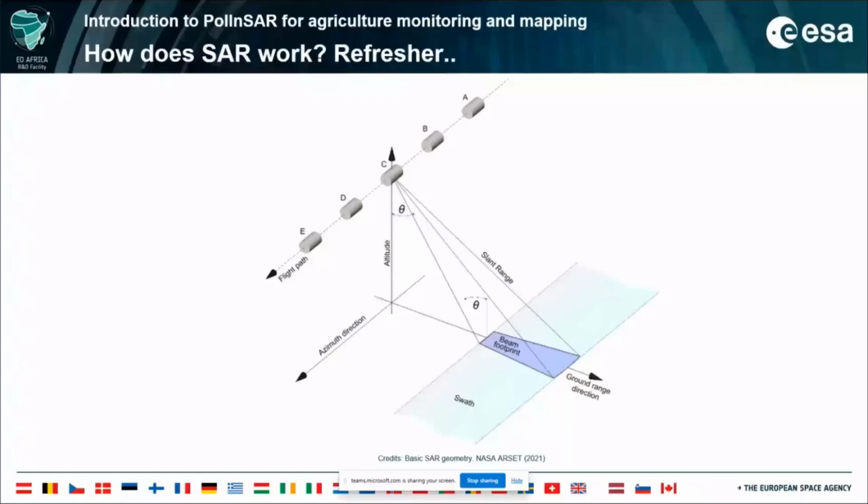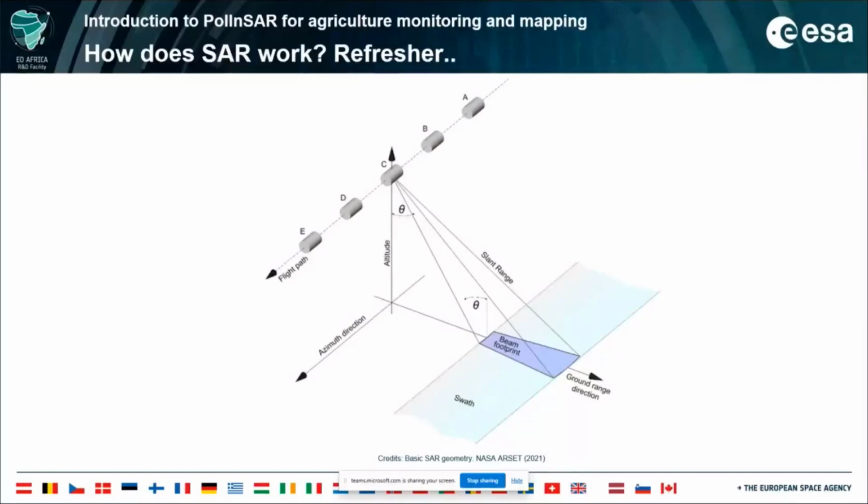SAR captures a wide area on the ground in relation to optical images, called the swath width, and this can range from 30 to 500 kilometers for satellite sensors. The angle at which the radar beam hits the ground is called the incidence angle, and it affects the strength and the quality of the signals received.